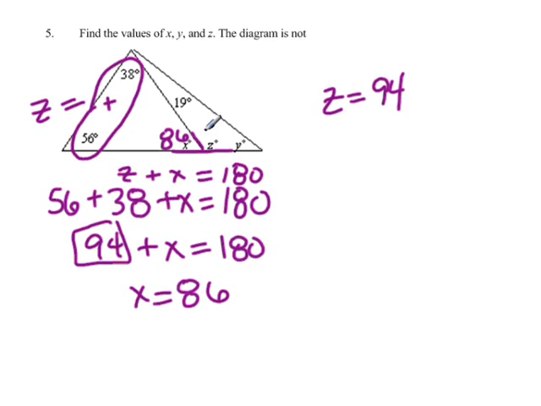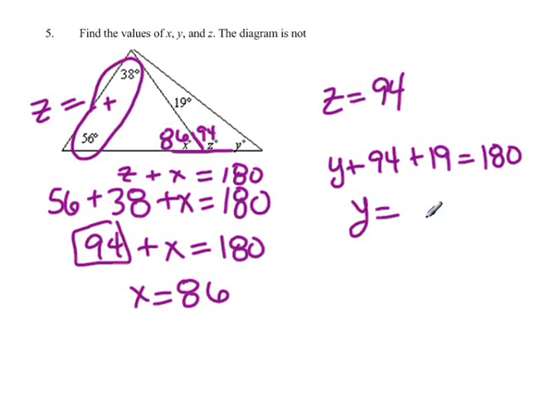And then if z is equal to 94 degrees, we have another triangle in here. So we would have y plus 94 plus 19 equals 180. So y plus 113 is equal to 180. So if we move across, y is equal to 67.